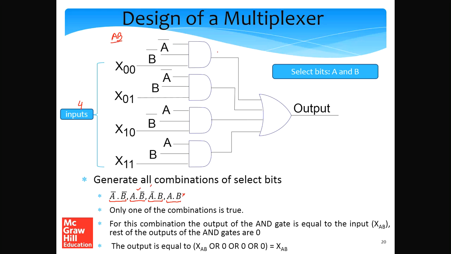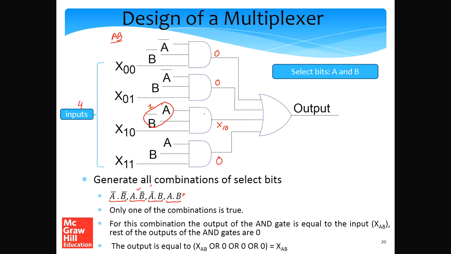So let's assume that the output of this AND gate is 0, this is 0, and this is 0. And in this case, let's assume that this combination is equal to 1. So if x10, the input, is 1, then the output is 1. If the input is 0, the output is 0. So in a sense, the output is reflecting the input if this particular combination is equal to 1. So in this case the output is reflecting the input, this is x10.